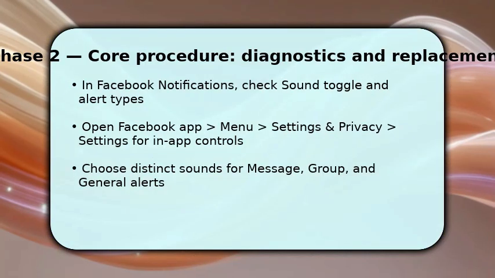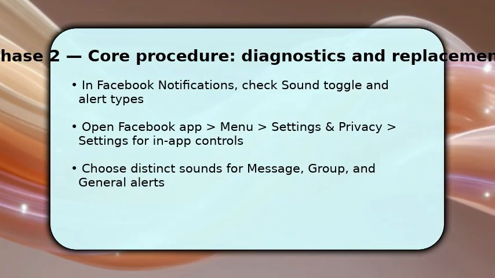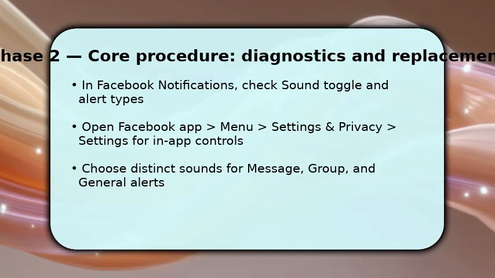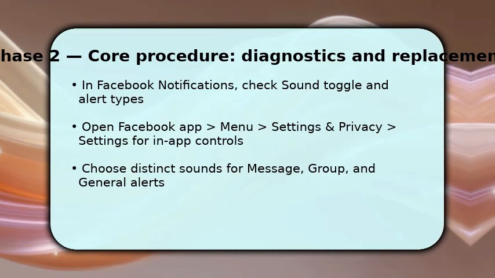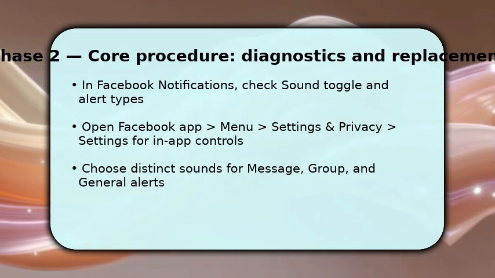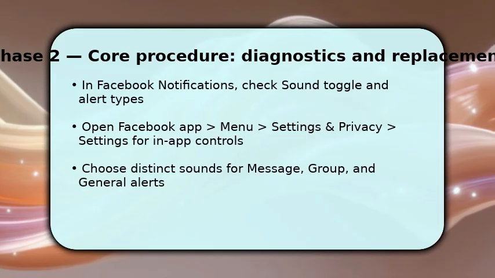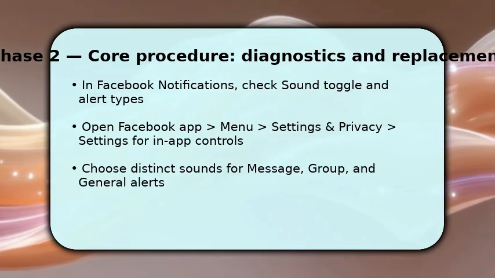Now you adjust where the sound comes from. In Settings Notifications Facebook, confirm Sound is enabled. Then open the Facebook app, tap Menu, go to Settings and Privacy, then Settings, and find Notification Settings to control types like messages or groups.